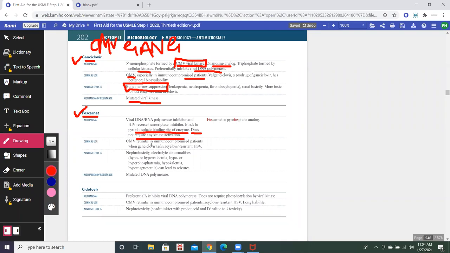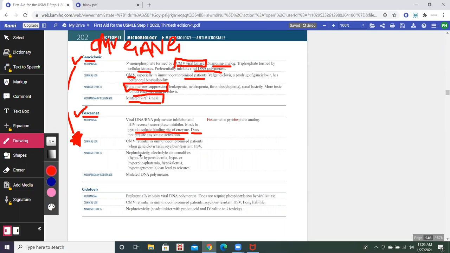Clinical use, it's used for CMV retinitis in immunocompromised patients, especially when ganciclovir fails. So when the CMV gang cannot be attacked by ganciclovir, the next drug we prescribe is foscarnet. This is extremely high yield. You will get a question on this 100%. If CMV is not treated with ganciclovir, what do we prefer? We prefer foscarnet. For example, there's a mutation of the viral kinase and you prescribe ganciclovir for a long period of time, you see it's not responding, you prescribe foscarnet.